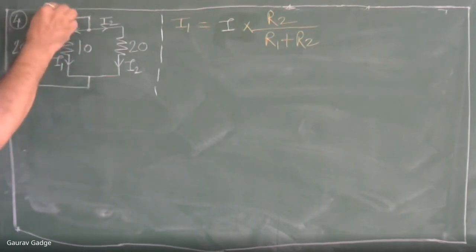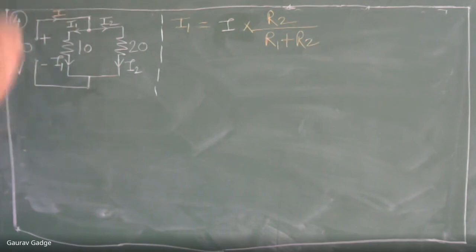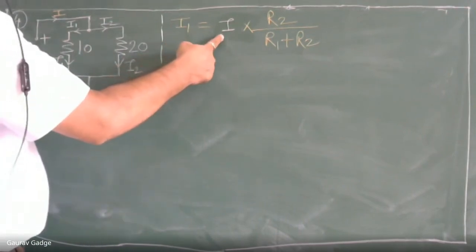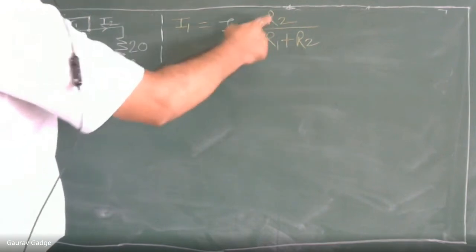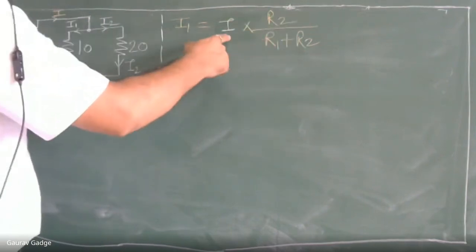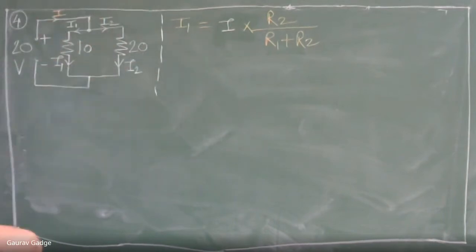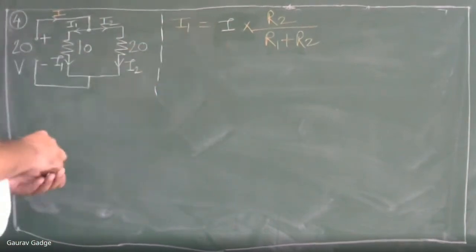Let us say this current is current I. We don't have the value of this current I. It means we have to find out the value of that current I so that we can put it here. The known values are R1 and R2. This value we have to find so that we can find this I.